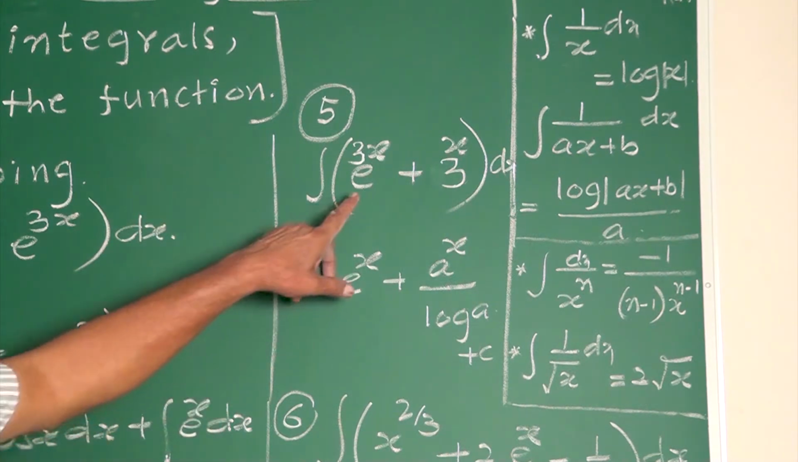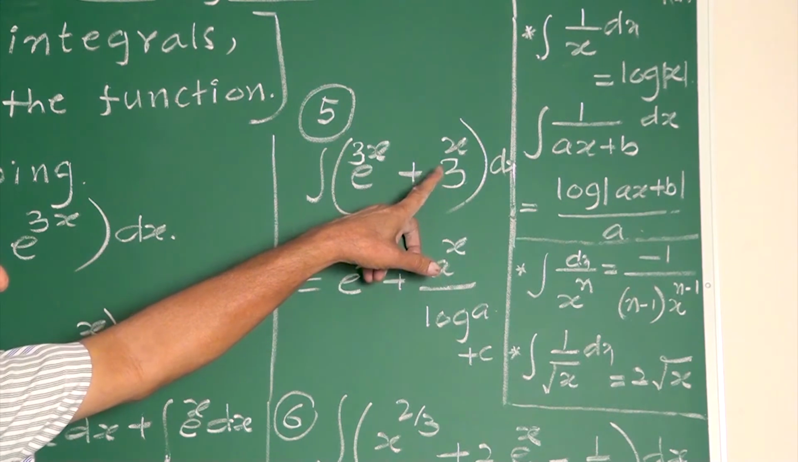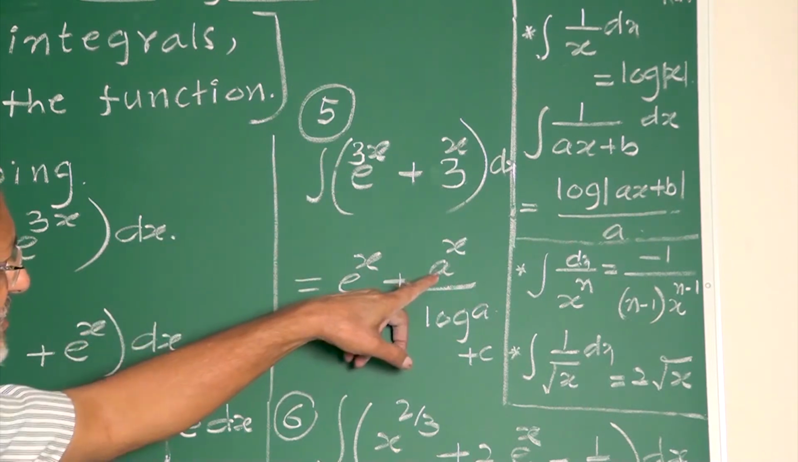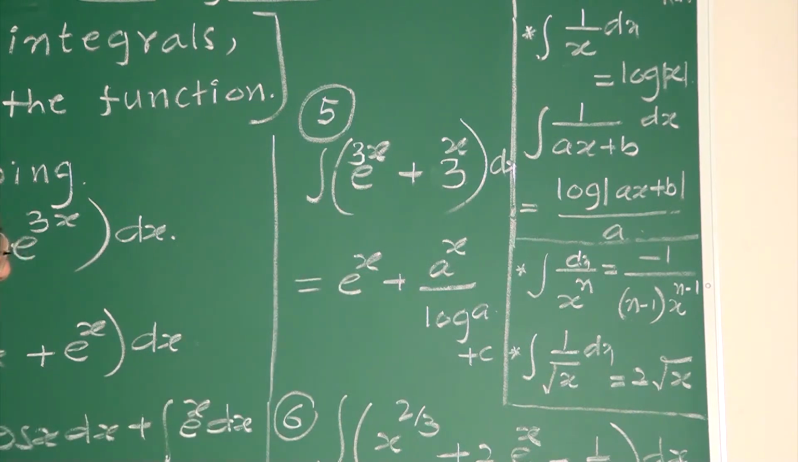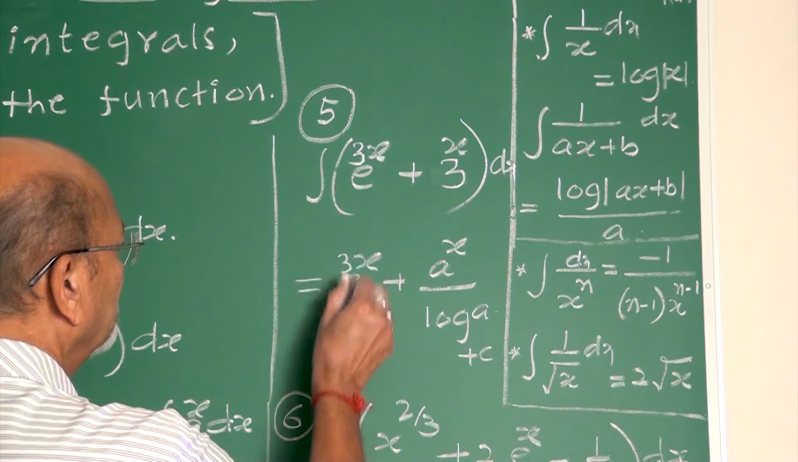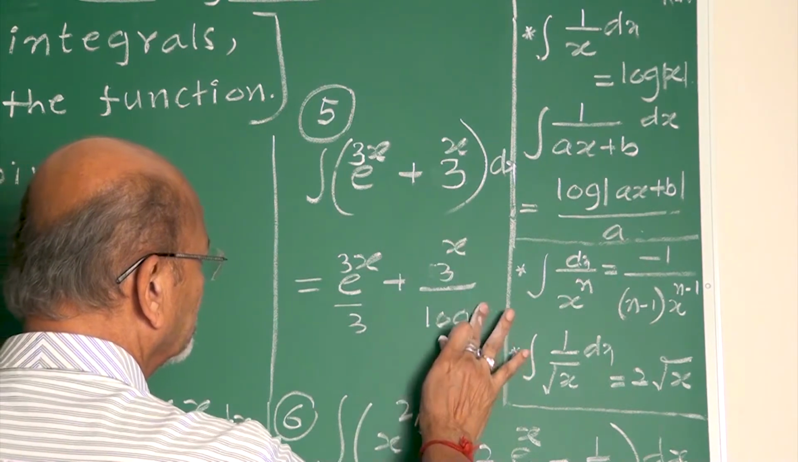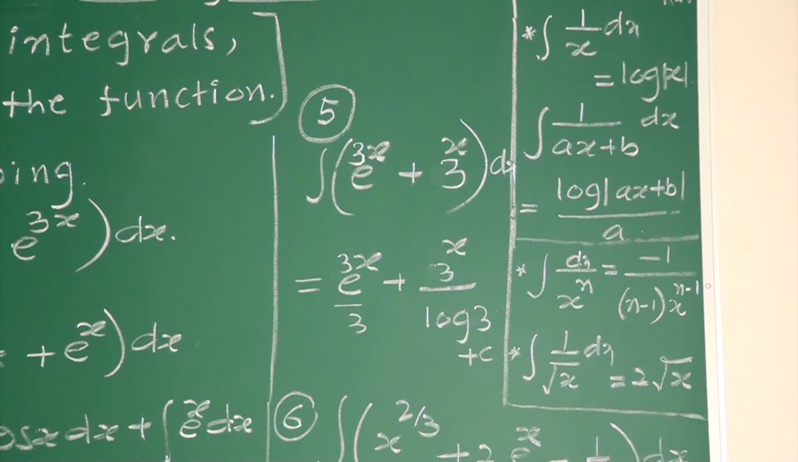What is it? It is e to the power 3x plus 3 to the power x. The integral of e to the power 3x is e to the power 3x upon 3, and the integral of 3 to the power x is 3 to the power x upon log 3. I hope you can write it yourselves: e to the power 3x upon 3 plus 3 to the power x upon log 3 plus c. Instead of e and a, you may consider 3.